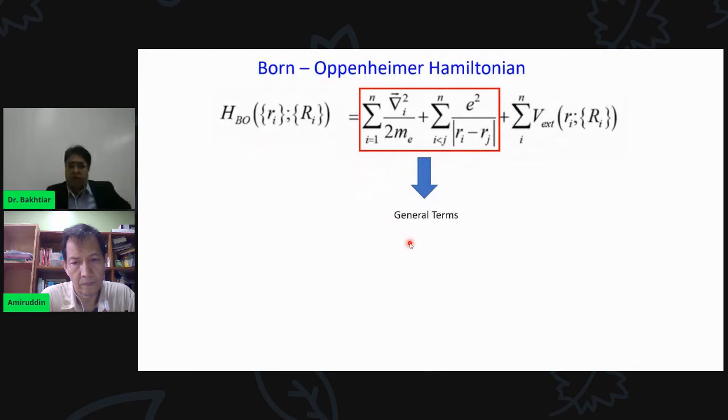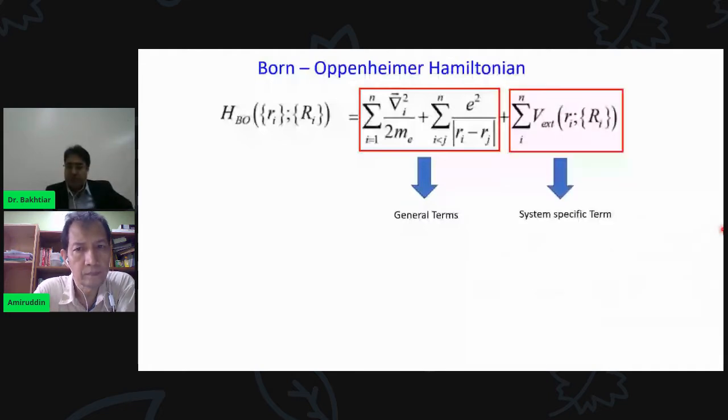General means they originate from electrons, and we know that electrons are indistinguishable particles. Because they are the same everywhere, they don't provide information about a specific system. So they are general terms. Whereas the external potential is system specific. This term gives us information about a system, like the external potential generated by the nuclei or ions, where the electrons are living in that potential.